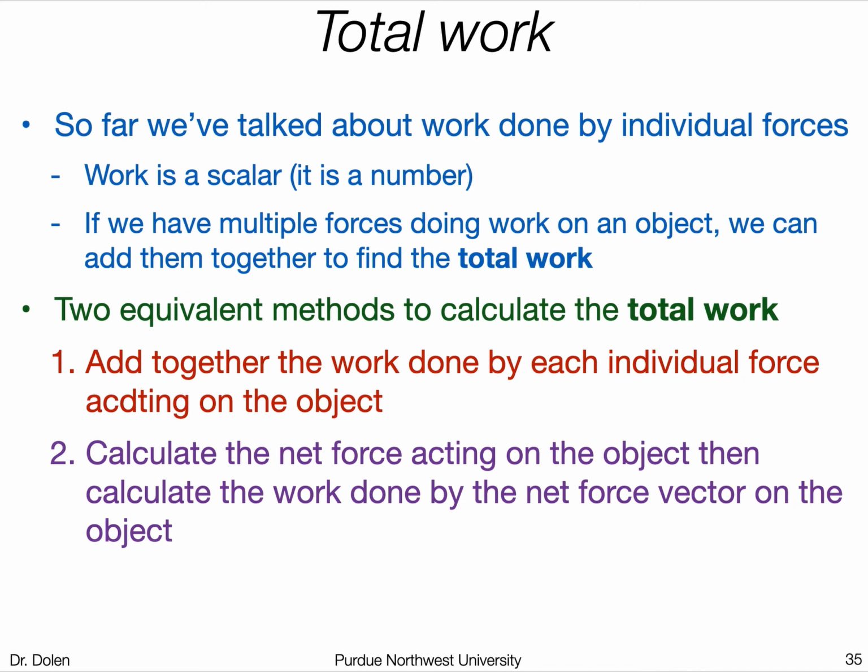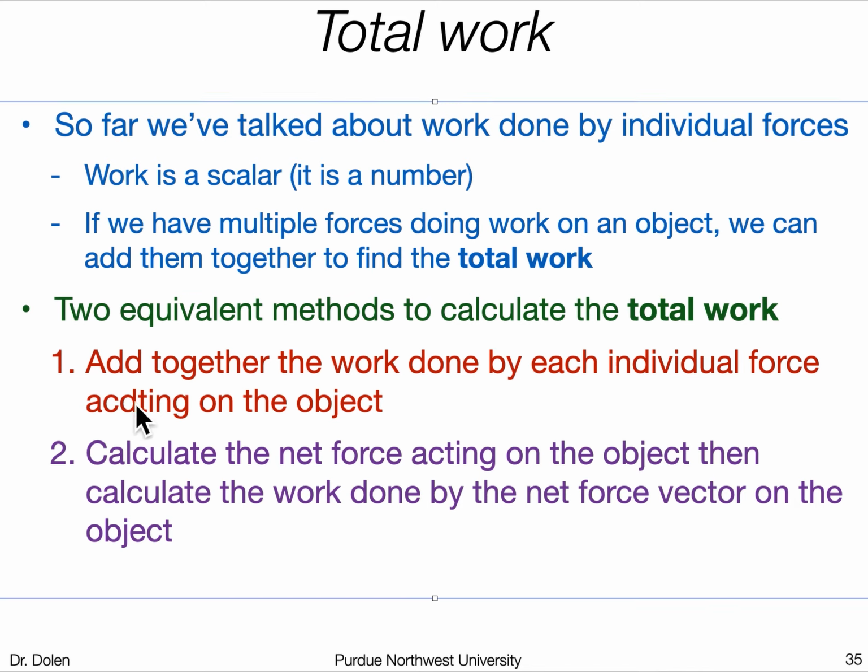So for each force acting on an object, we could calculate the work done by that force, right? Each of those works that we calculate from each of those forces is going to be just some number, right? Work is a scalar. So we could calculate the total work done on an object by just adding together the work done by each force on that object. So that's our definition of total work. And so there's really two ways to do this. We can add together the work done by each individual force acting on the object.